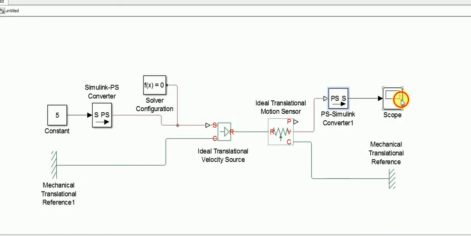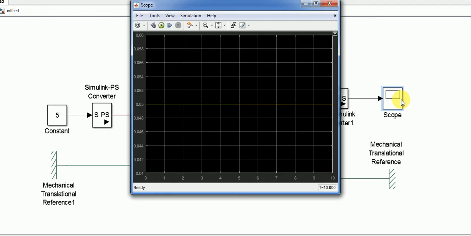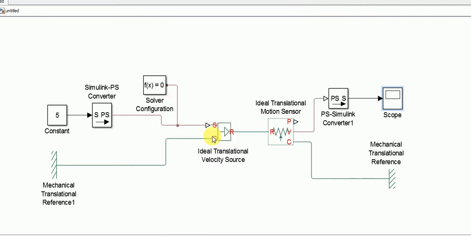Okay, result is ready. Now I can check. Now see, this 0.05, which means it is in meter per second. And one more thing you may have noticed here.